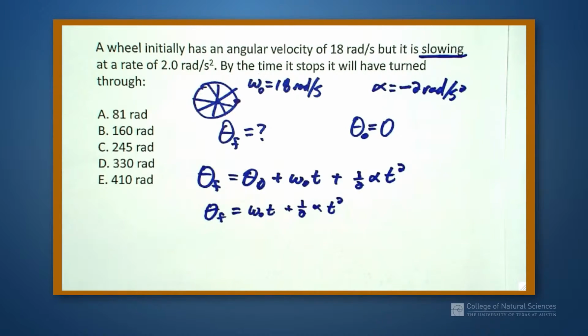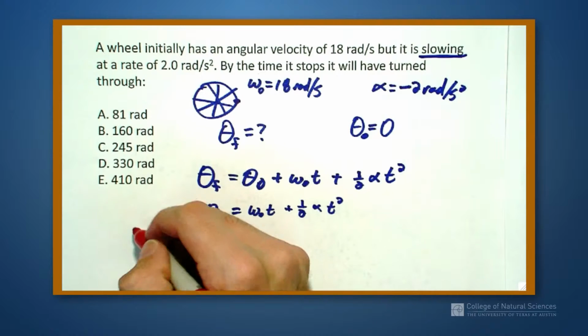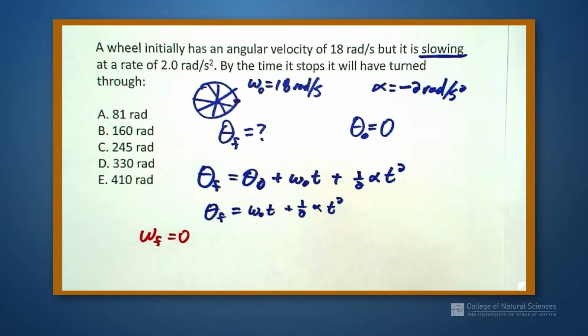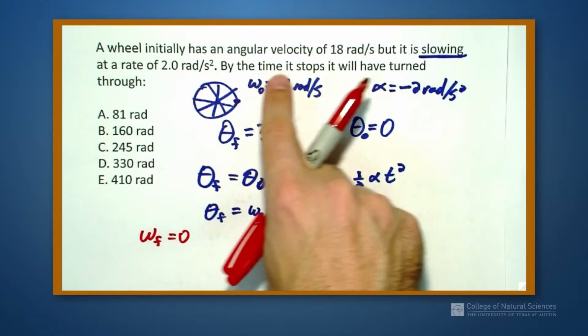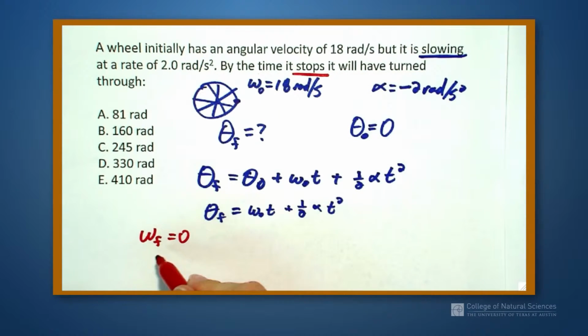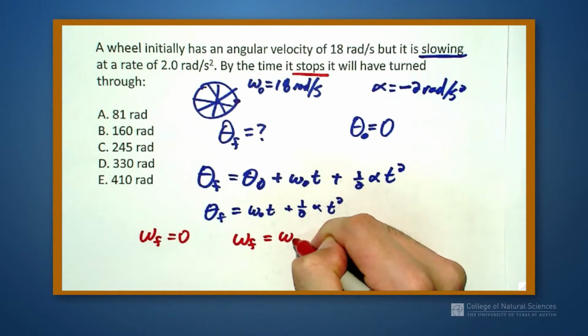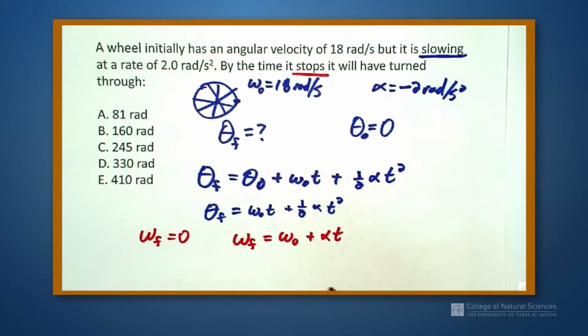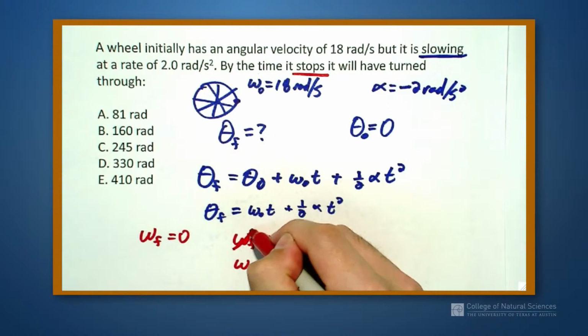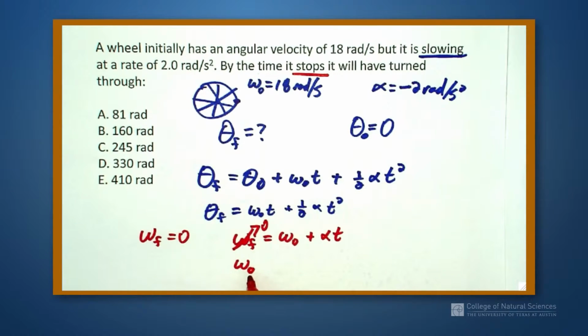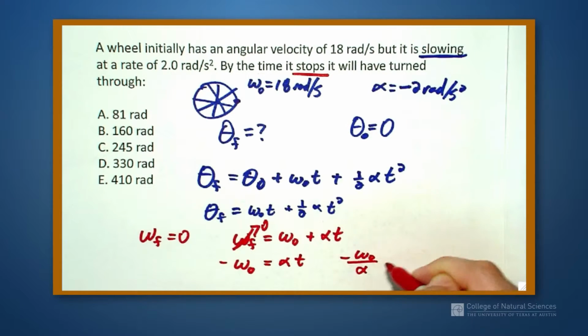I'm going to switch colors and we're going to solve for t. There's one bit of information we have not used, and that's that our final omega is equal to 0 by the time it stops. That's my key. So I have another equation: omega final is equal to omega initial plus alpha t. Since omega final is 0, minus omega naught is equal to alpha t, or minus omega naught over alpha is equal to t.